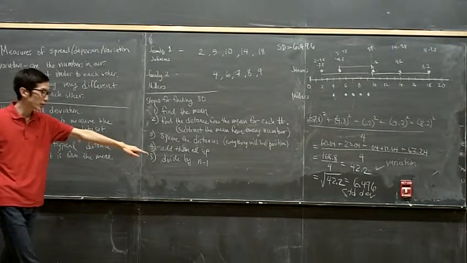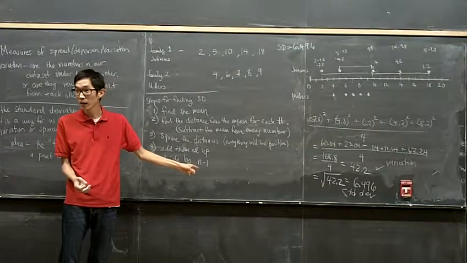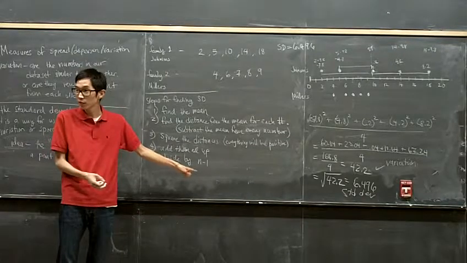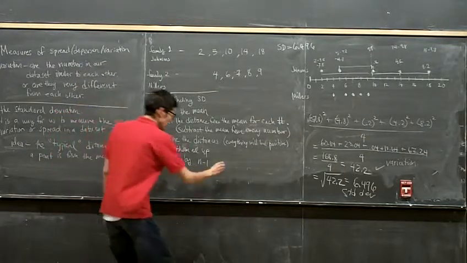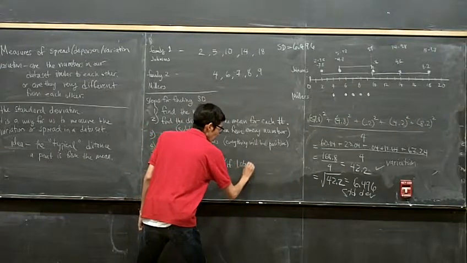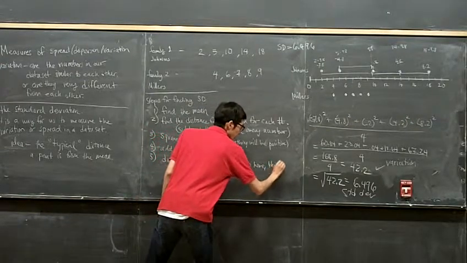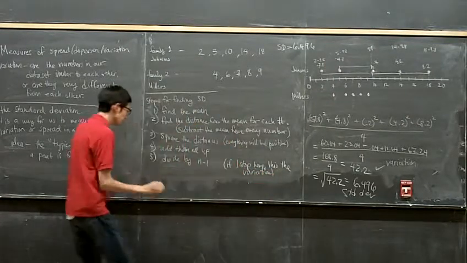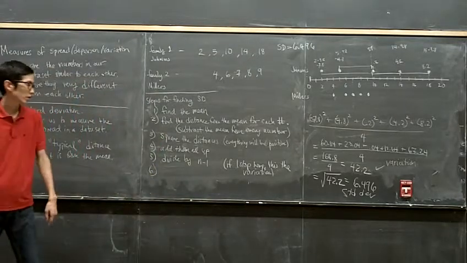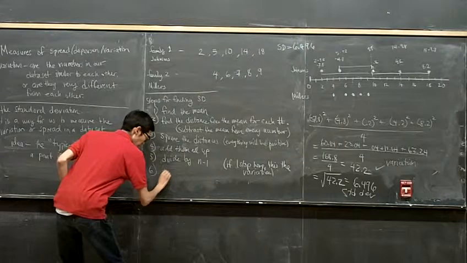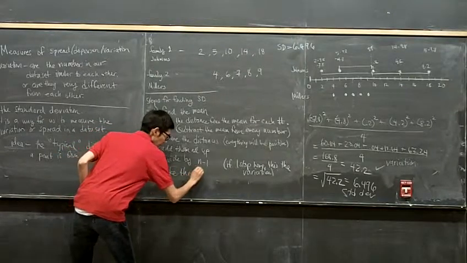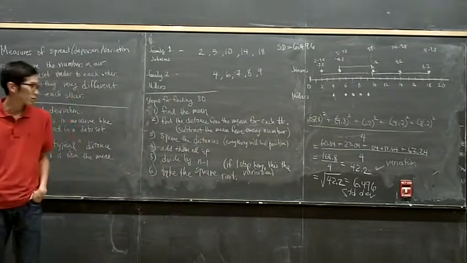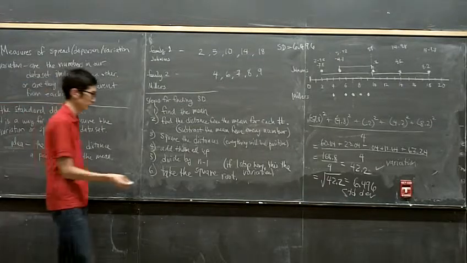The number that we get at the end of this, what is this called? The variation. If we stop here, this is called the variation. But if I do the next step, which is take the square root, then that gives me the standard deviation.